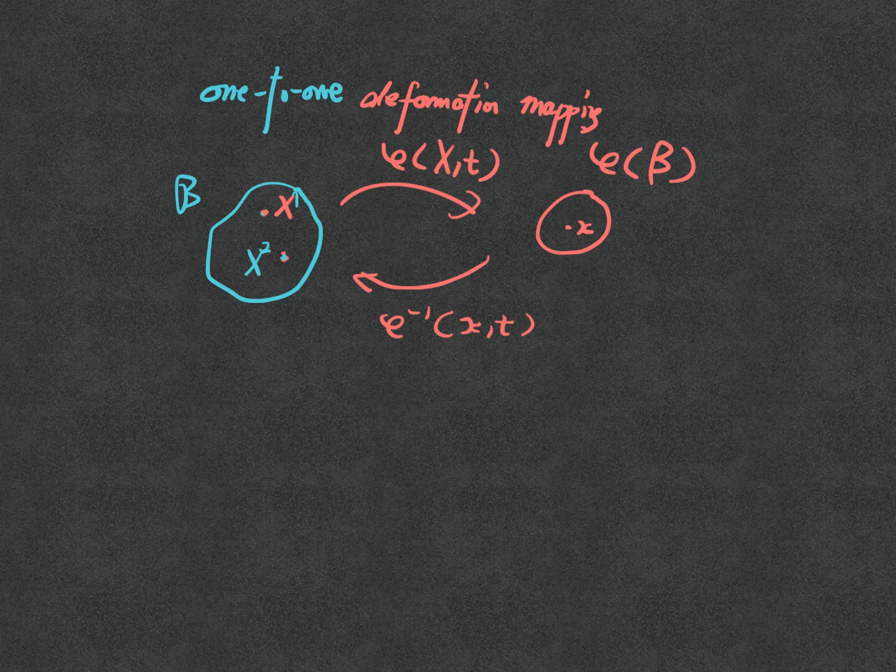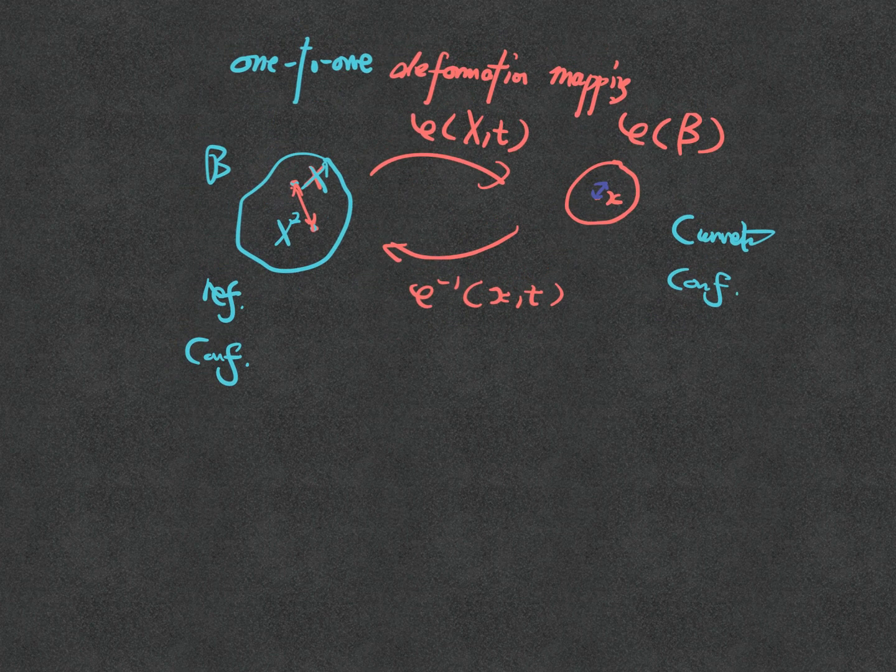Meaning that if I have a point x and I can map it from the reference configuration to the current configuration, it maps to a distinguishable point. The word distinguishable is important because it means that if I have two points that have a finite distance, that distance is going to be finite. It could be much larger, it could be much smaller, but it won't collapse into zero. Does that make sense? Now, why do we need that?